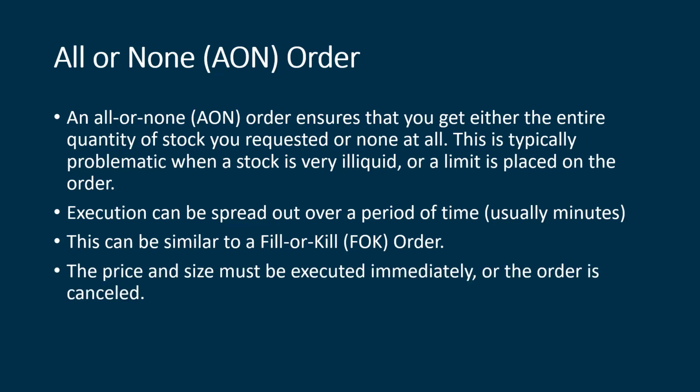The price and size must be executed. If you're dealing with shares, that will be 100, 200, 300 if you're using a lot. Or if you're doing option contracts, it'll be 1, 2, 3, 4, 5 contracts that you're trying to get filled. So that's the size. And then you may also put limits on the price. And both of those have to be met for the trade to be executed or the order is canceled.